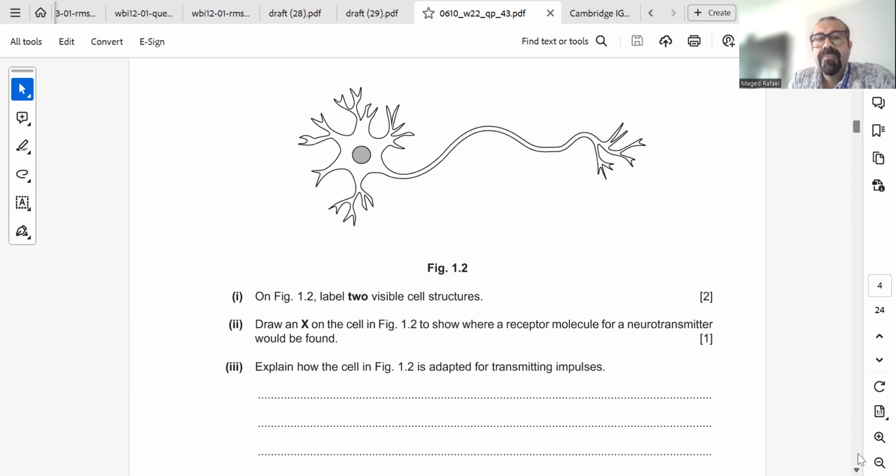On figure 1.2, label 2 visible cell structures. I can see more than 2. But actually if I am a student who doesn't remember much about the neuron and the modifications that happened in the neuron cell, we could say nucleus, we could say cytoplasm, we could label cell membrane. Many of you forgot this question because there is no dotted line beneath the question.